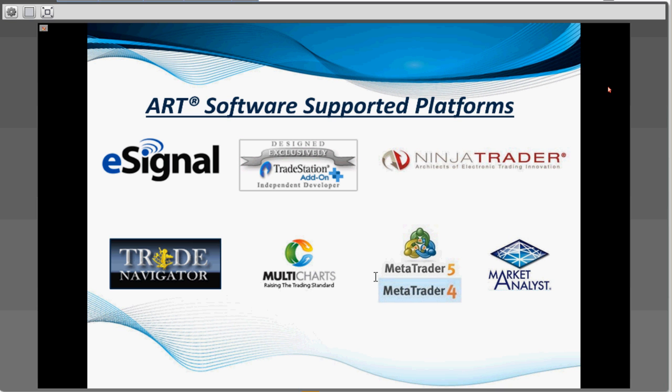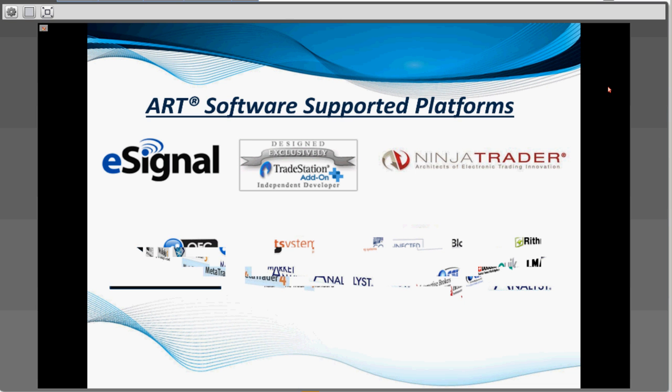All right, so I see a lot of questions. I was watching some of the questions coming in before I started here, and one of them was, does our software work on a particular platform? And so this slide here answers that question. Obviously, you can see eSignal, TradeStation, NinjaTrader, Trade Navigator, Multicharts, MetaTrader 4 and 5, Market Analyst, and we're always adding new platforms. So basically, we update you on that.